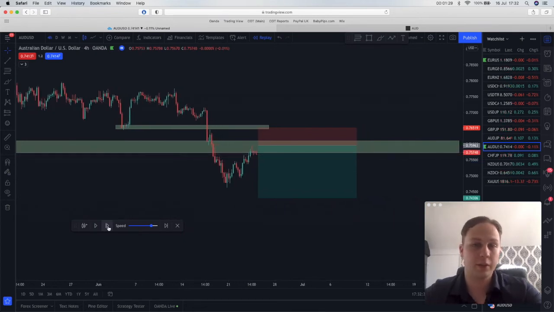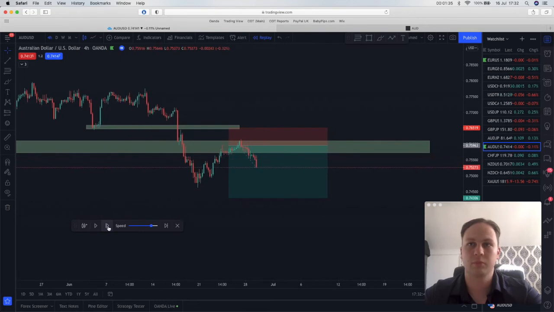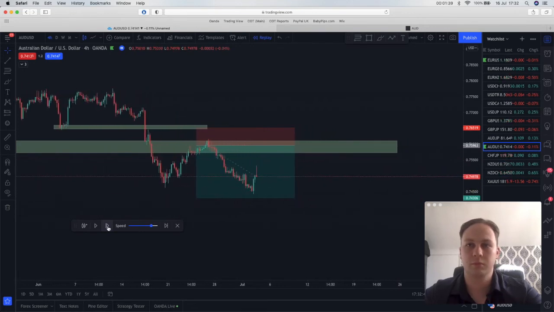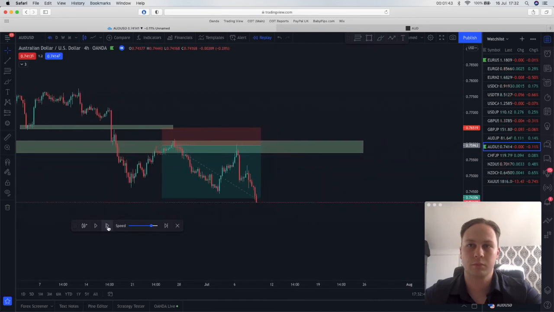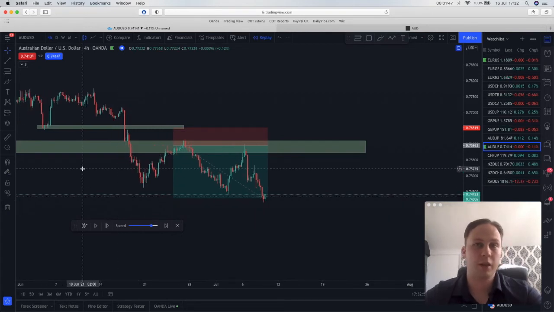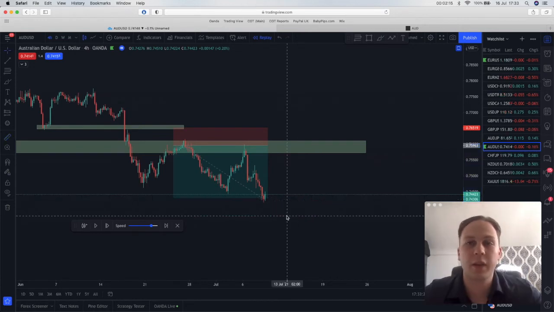Okay, so we're definitely in the trade there. And there we have it. Another 1 to 3 trade. How many pips did we profit on this one? 160 pips. That is a fantastic trading opportunity there on this simple break and retest.